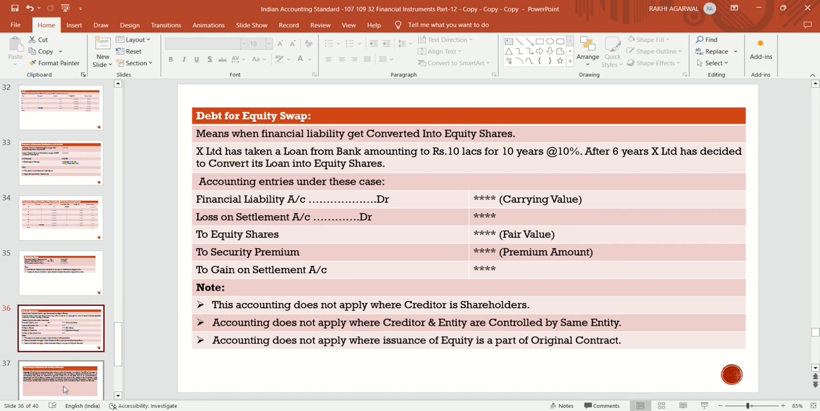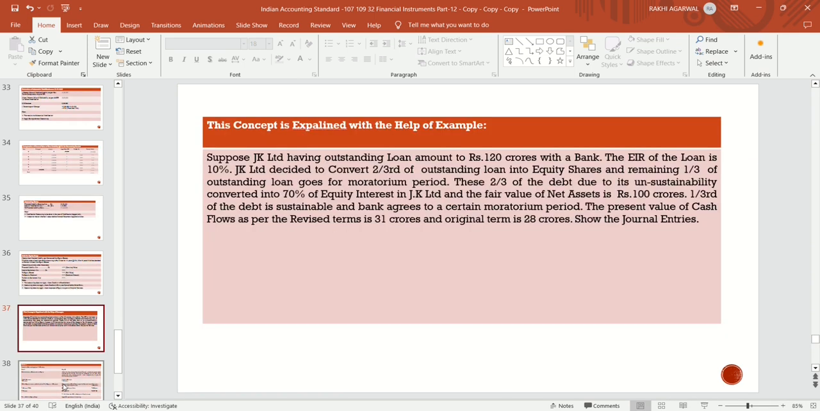Means if it is a group company, or if the debtor is a director of the company that is a creditor, then this accounting will not apply. And this accounting will not apply where issuance of equity share is a part of the original contract. This concept is explained with the help of an example.